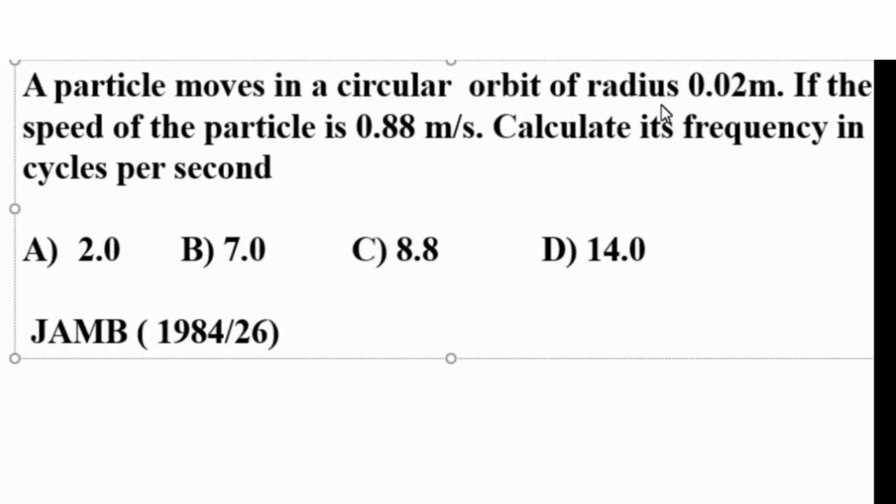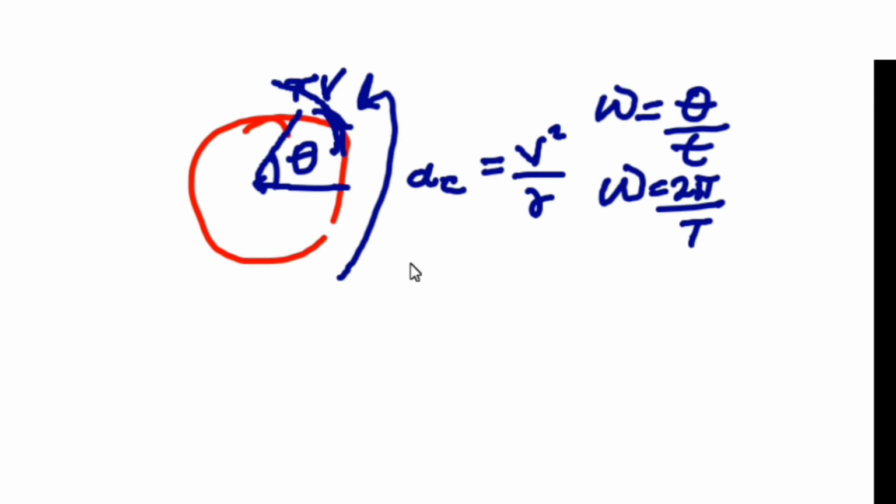Alright, but in this problem we are solving, we are given the radius, 0.02 meter. We are given the speed. This is a linear speed. If the speed of the particle is 0.88 meter per second, calculate the frequency. We are meant to calculate the frequency.